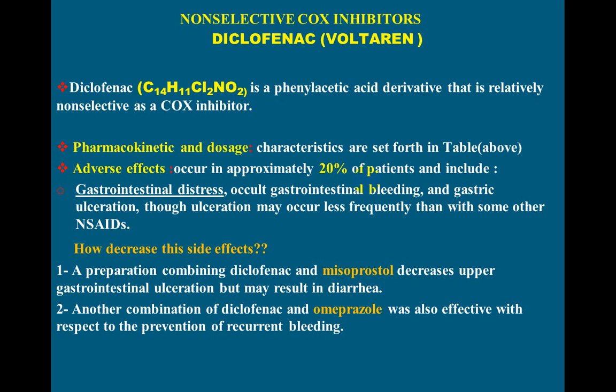So the first step is the combination of diclofenac with misoprostol. The second step to decrease this side effect is the combination of diclofenac with omeprazole. So if anybody asks you how to decrease the gastrointestinal side effect of Voltaren, your answer is a preparation of diclofenac and misoprostol. Second is a combination of diclofenac with omeprazole.